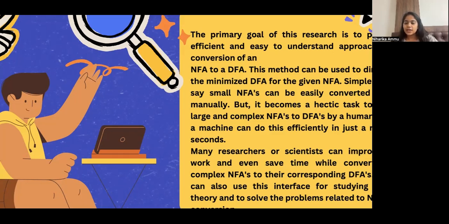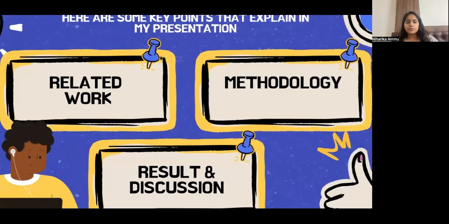Many researchers or scientists can improve their work and even save time while converting such complex NFAs to the corresponding DFA. Students can also use this interface for studying automata theory and solving problems related to NFA to DFA conversion by the subset conversion as well. Next, here are some key points that I explain in my presentation, related to the related work, methodology, results and discussions according to the research paper.